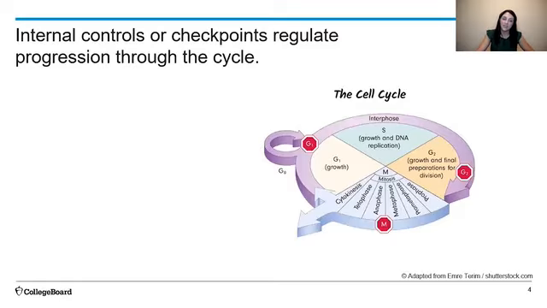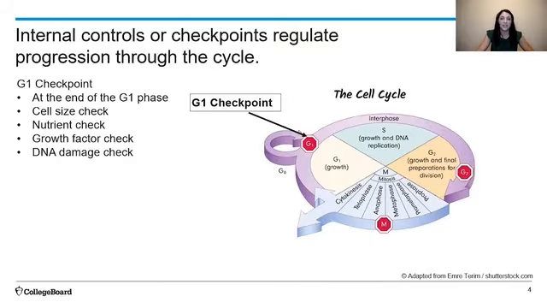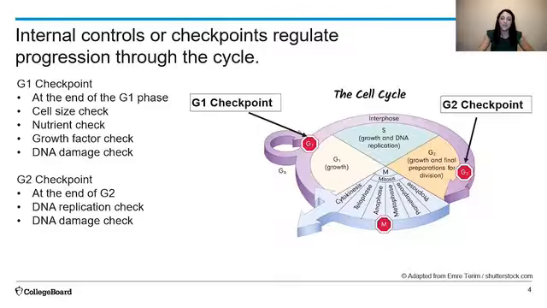So the cell cycle is regulated by these internal controls or checkpoints that check to make sure that the progression through the cell cycle is occurring correctly. You can see in our diagram that those are represented by stop signs. The first one here is called the G1 checkpoint. So at the end of the G1 phase, the cell is checking to make sure that it is the correct size, that it has all the correct nutrients and growth factors to progress, and that there's not any damage to the DNA. The next checkpoint here is the G2 checkpoint.